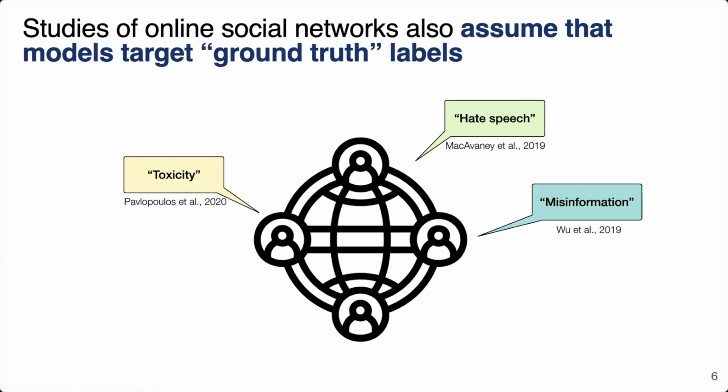We also know that studies of online social networks often assume that models target so-called ground truth labels. For instance, toxicity, hate speech, and misinformation are three common phenomena of interest when we're trying to study patterns of dissemination of information on online social networks. But these constructs too are often operationalized imperfectly via different annotation protocols, which can really skew the results of these annotations quite a bit. So really, these are measurements of these broader phenomena that we're interested in, rather than a ground truth measurement of toxicity, hate speech, or misinformation itself.